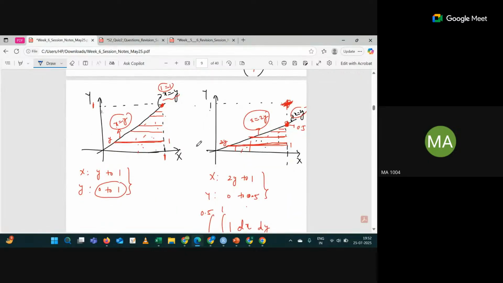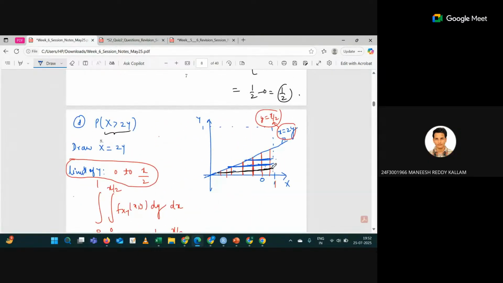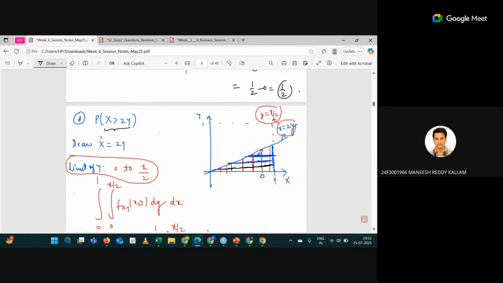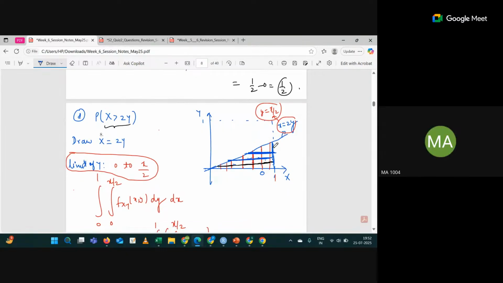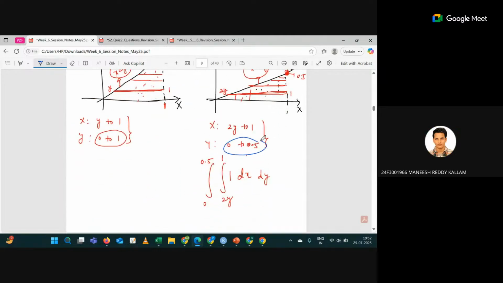In the case of x, it's 2y to 1, right? The max value of x is 1. Yes, sir. I was talking about y. Oh, no, sorry. In this case, y will be 0 to half. Yes, sir, that I was talking about. Sorry, I confused you.